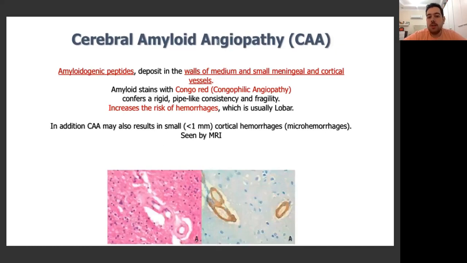This is the amyloid angiopathy. We've already talked about it. So it's just high amyloid. It deposits around the vessels and it weakens the vessels. It usually happens in the elderly, and it leads to an intraparenchymal hemorrhage. Usually they develop recurrent lobar hemorrhages.